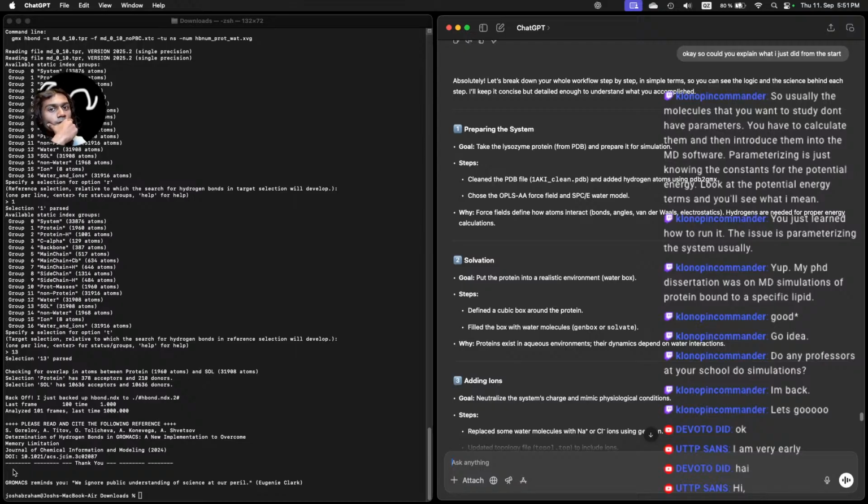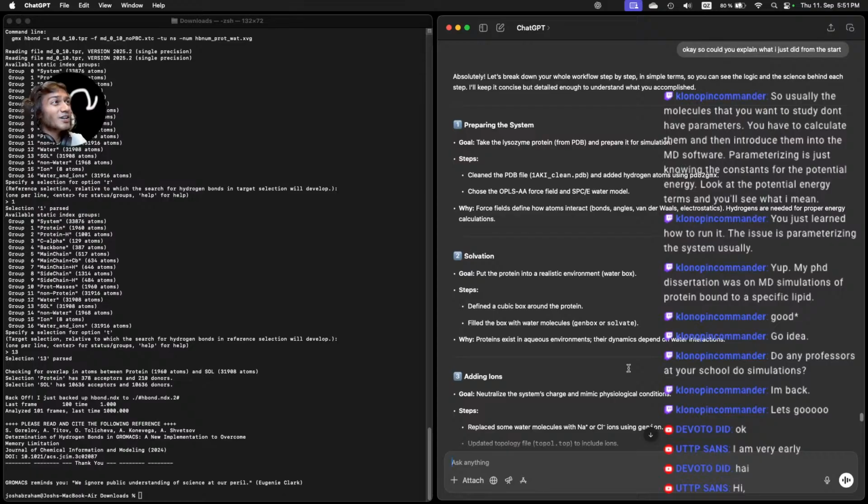So for what I did, I just simulated using data of the lysozyme protein that someone else made or calculated and made the file for it. Okay. So if I want to do any sort of simulation on something that is still not in the MD software, then I have to, okay.